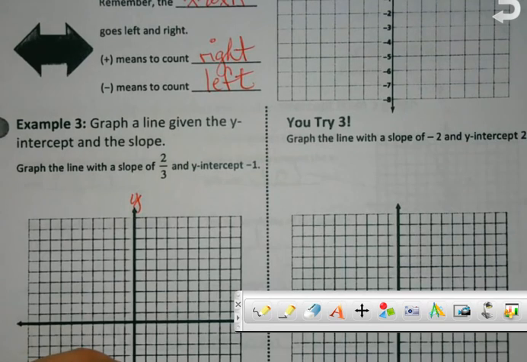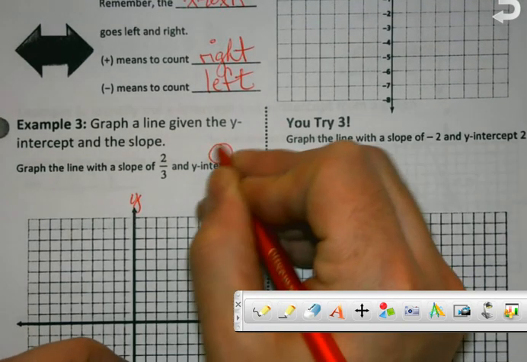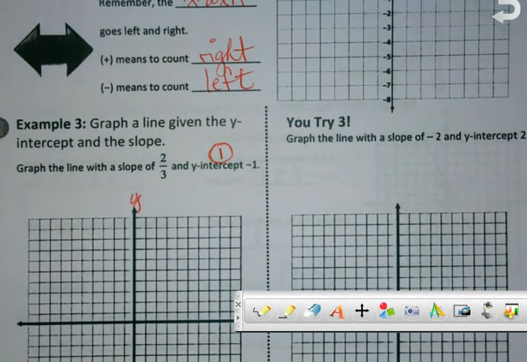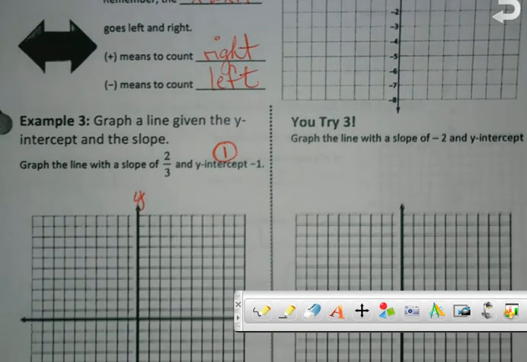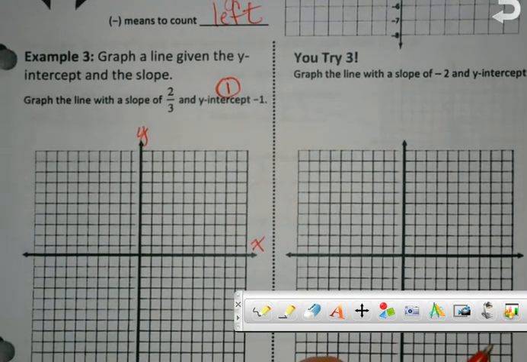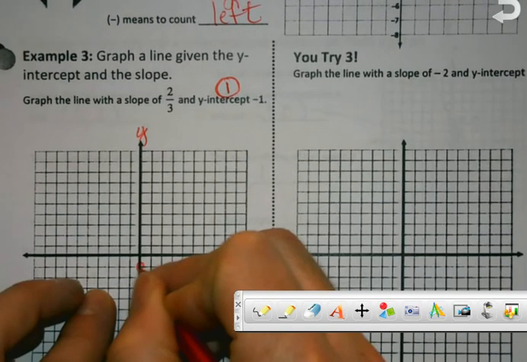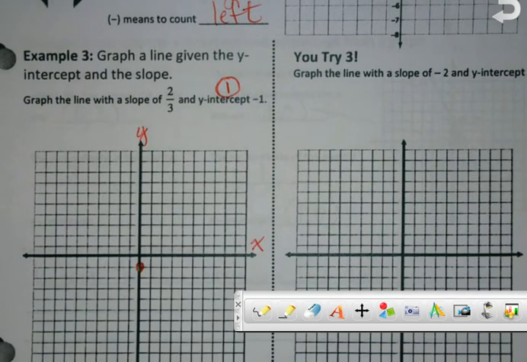So here's how this is going to work. Graph the line with a slope of 2/3 and a y-intercept of -1. If they give you the intercept, you always want to graph that first. So if my y-intercept is -1, what direction am I going to go? Down 1. So I go down 1, I put a point. Okay, that's my first step.